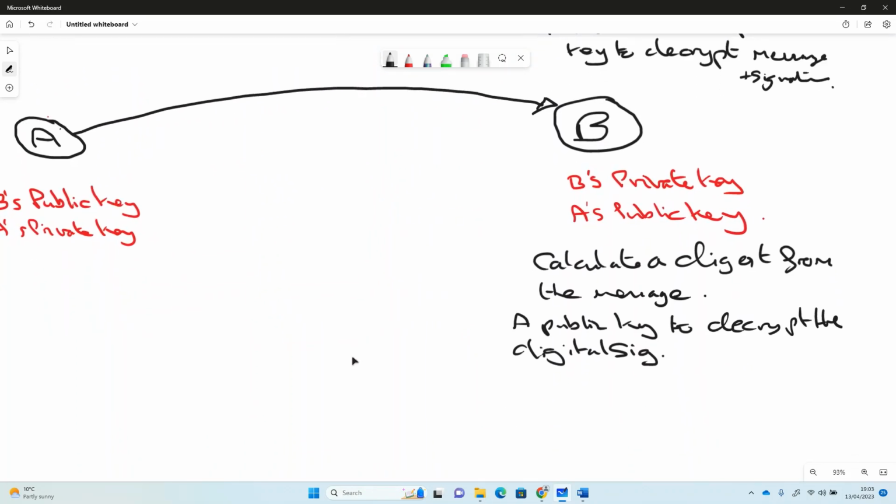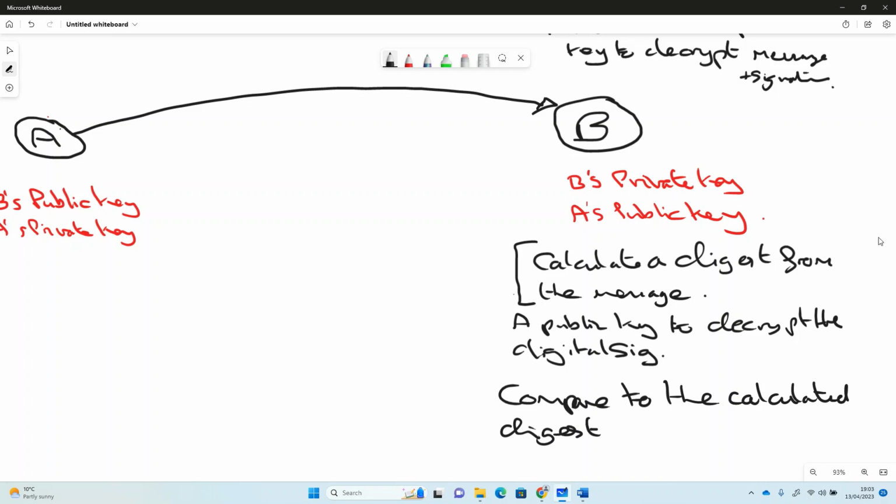And once we've done that, we should be able to compare the calculated digest that we had here. So we've just calculated a digest. And when we decrypt it, we can compare the two. Compare to the calculated digest. Sometimes these are called hashes as well. So it's a hash or a digest.